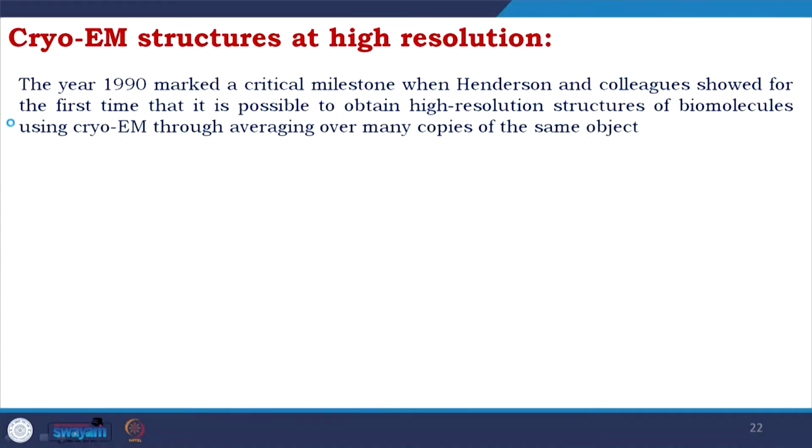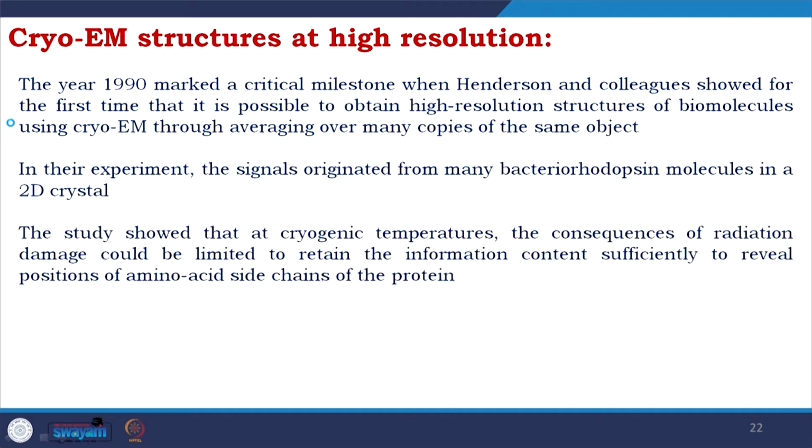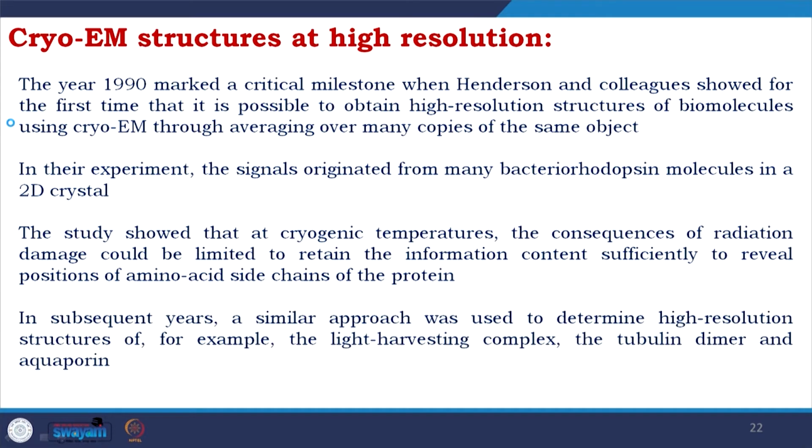The year 1990 marked a critical milestone when Henderson and colleagues showed for the first time that it is possible to obtain high resolution structures for biomolecules using Cryo-EM through averaging over many copies of the same object. In their experiment, the signals originated from many bacteriorhodopsin molecules in a 2D crystal. The study showed that at cryogenic temperatures, the consequences of radiation damage could be limited to retain the information content sufficiently to reveal the position of amino acid chains of the protein. So, the possibility comes in subsequent years.